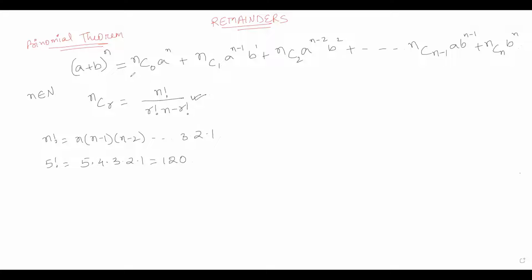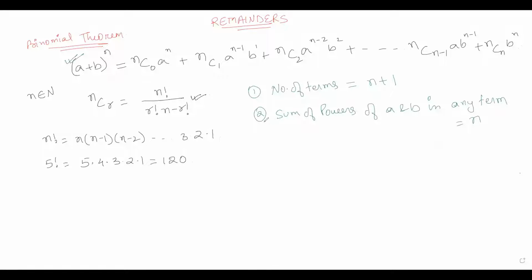Now, let us see some facts that would be worth observing in the expansion of (a plus b) raised to power n. So the first term is nC0 a raised to power n. The second term is nC1 a raised to power n minus 1 b raised to power 1 and so on. And the last term is nCn times b raised to power n. So altogether, the number of terms in this expansion would be n plus 1.